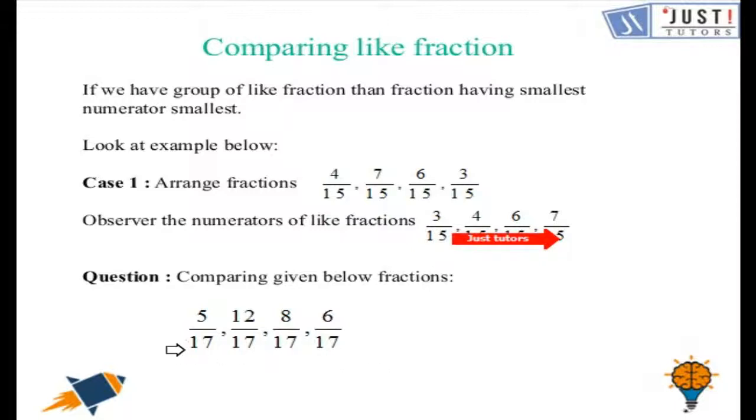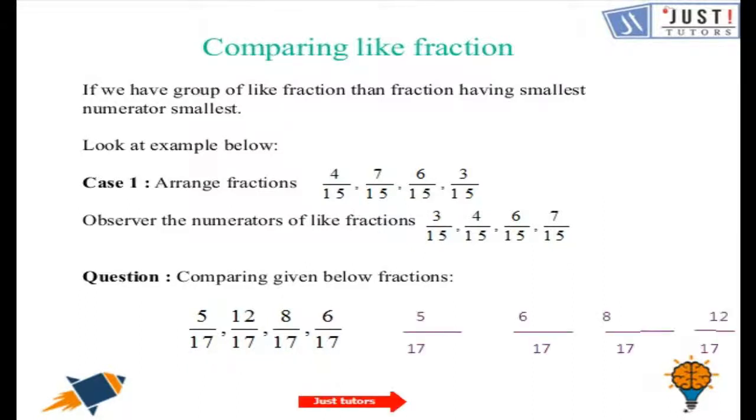and now we can easily compare the fractions. Here's a quick question for you, so let's try it together. The first step is to arrange the fractions from the smallest to the biggest. So let's go for it. Here 5/17 is the smallest fraction and 12/17 is the biggest fraction.